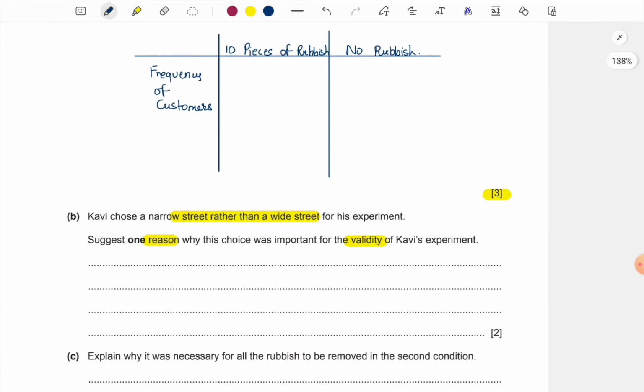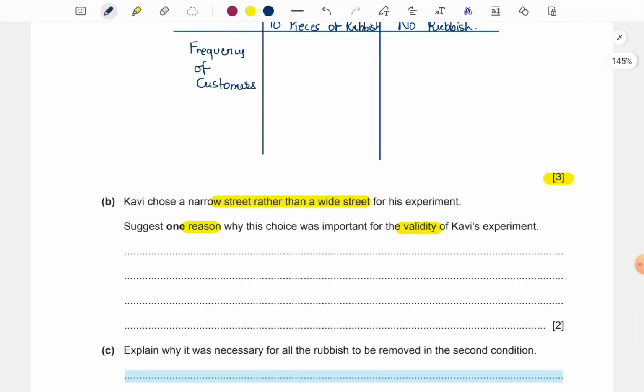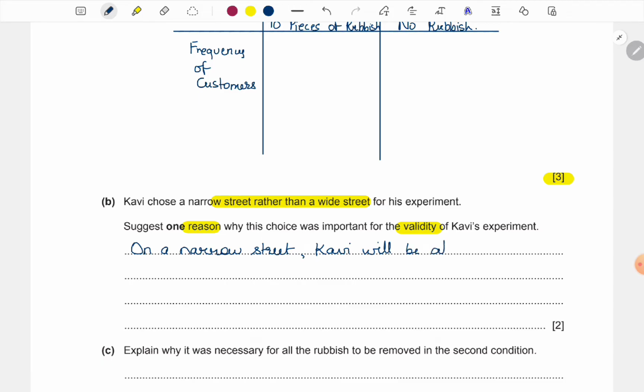Okay, you can give either reasoning. I'm giving the first one right now. So directly answer the question. Don't beat around the bush. So you can just say, on a narrow street, Kavi will be able to, okay, use the name of the person in the scenario. Always use wording from the scenario. So Kavi will be able to easily manipulate how much rubbish is thrown.